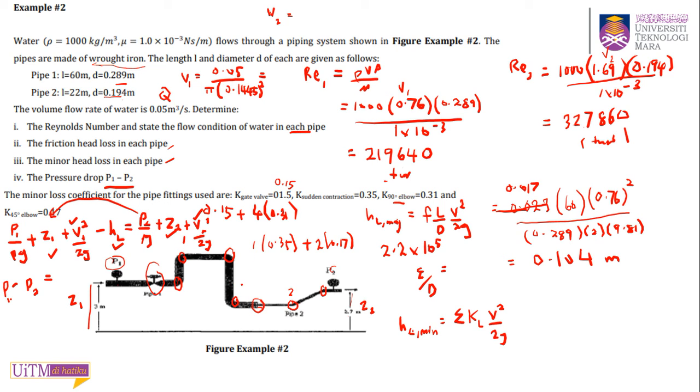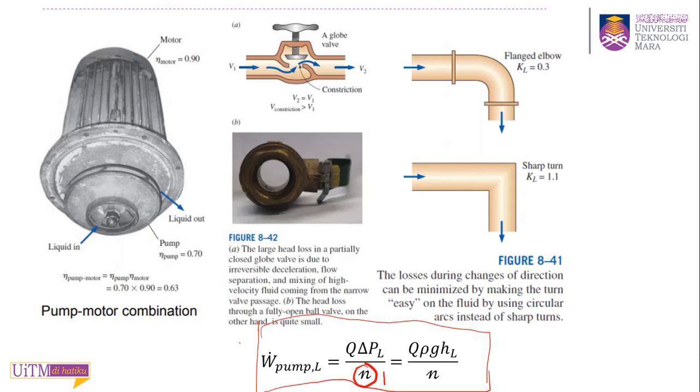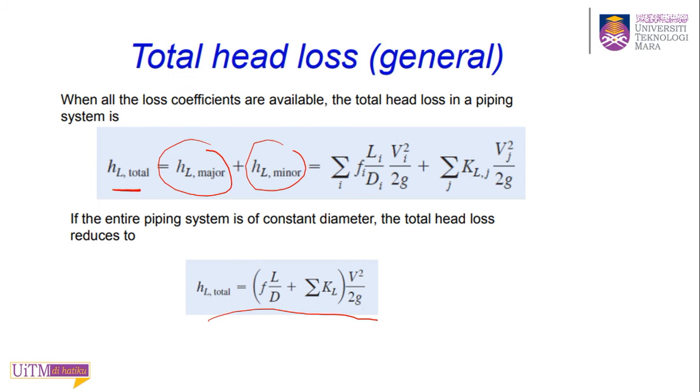So you need to add the major loss for part 1 plus the major loss for part 2 plus the minor loss for part 1 plus the minor loss for part 2. All together, this is the total head loss. So you need to add the HL major plus HL minor. If you have two different pipes, you need to add those two different pipes. Can?